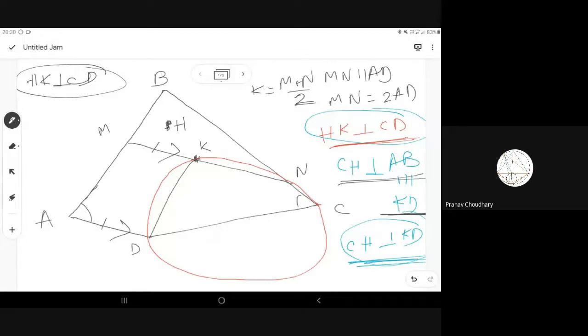Do we get DK parallel to AH somehow? If it is parallel, then we prove DK perpendicular to BC. One second, let me check. Yeah, DK perpendicular to BC is probably false, because DK is perpendicular to CH, right? And CH and BC are not the same line. Ah yes, right.